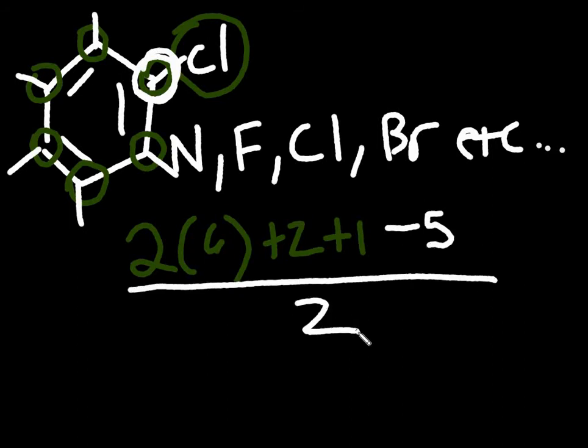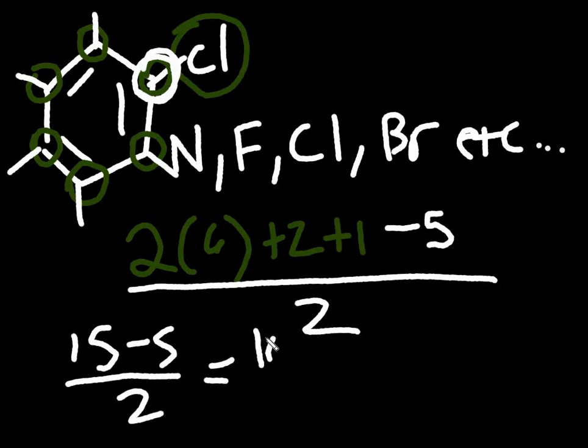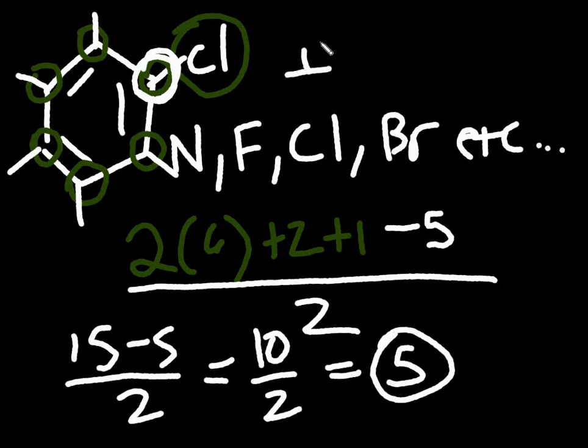So 2 times 6, 12, plus 2, 14, plus 1, 15. So we have 15 minus 5 over 2, which equals 10 over 2, and 10 over 2 is equal to 5. So the IHD of this compound is equal to 5. Okay. And let's go over just one more.